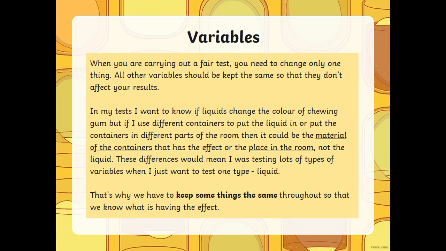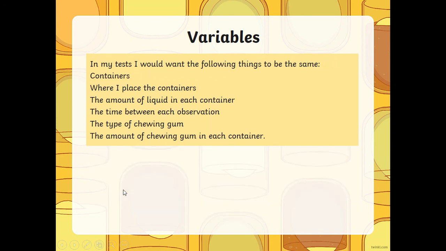So in my test, I wanted to know if the liquids change the colour of the chewing gum. But if I was to use different containers to put the liquid in, or put the containers in different parts of the room, then it could be the material of the containers that's having an effect, or where it is placed in the room, so not the liquid. So these differences would mean I was testing lots of types of variables, but I just want to test one type, the liquid. Okay, so you've got to be careful when we're setting up a comparable fair test.